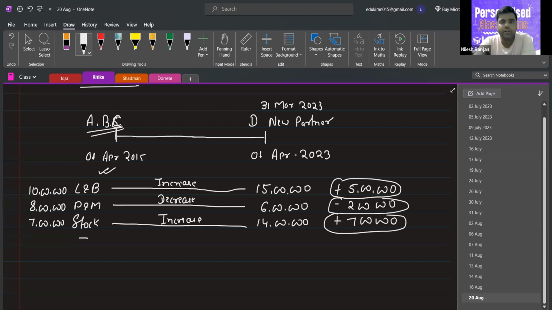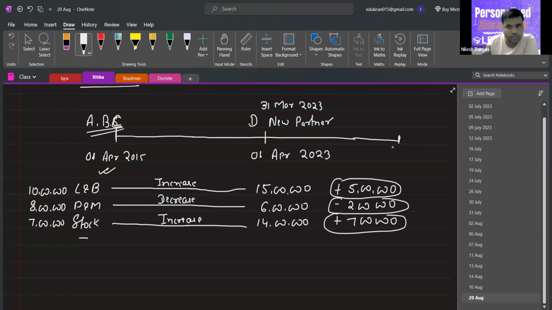Yes, D is admitted on 31st March 2023, and after 1 day it is revalued, and this profit or loss is related to the past. There is no effort of D in the past for the firm. That's why this profit should not be distributed among all the partners. It should be distributed between A, B, and C only, not D.